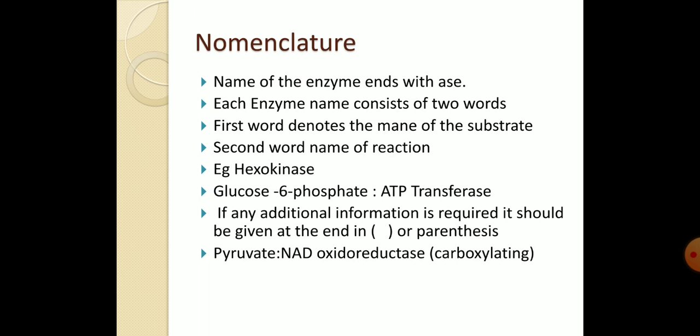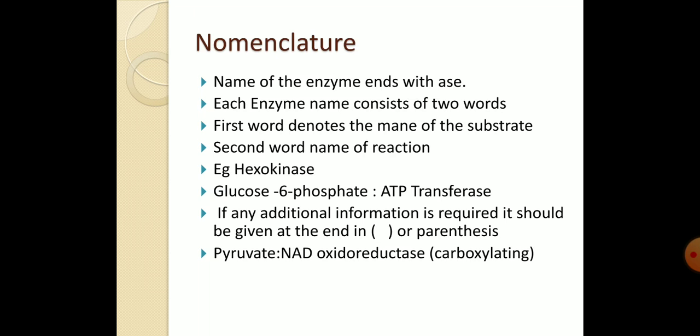In the nomenclature, the names of enzymes end with ASE. Usually all enzymes, like proteases and isomerases, end with ASE. That's one condition. Each enzyme name consists of two words. The first word indicates the substrate and the second word indicates the reaction.